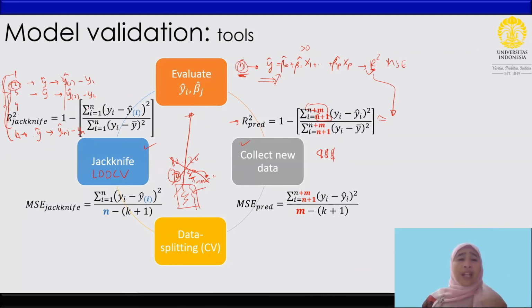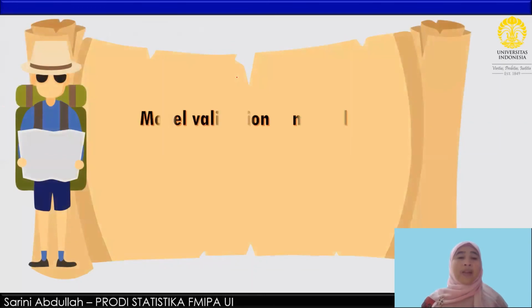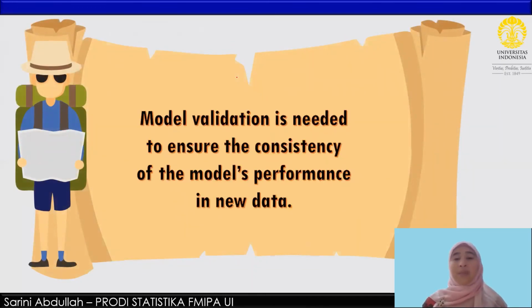Again the rule is that if there is no sudden jump, I mean no big drop in the value of R squared, or the mean squared error is not very large compared to the one from our sample before, then it is a sign that our model is robust enough, and we are confident to apply it to new data. So in conclusion, we can say that model validation is needed to ensure the consistency of the model's performance on new data.